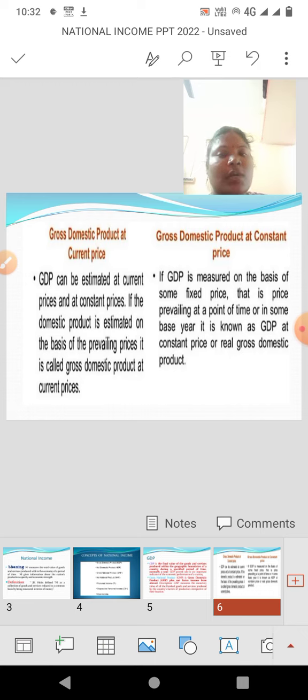We will discuss the differences between current price and constant price. GDP can be estimated at current prices and constant prices. If the domestic product is estimated on the basis of prevailing prices, it is called gross domestic product at current prices. But GDP measured on the basis of some fixed prices, prevailing at a point of time or in some base year, is known as GDP at constant price or real gross domestic product.